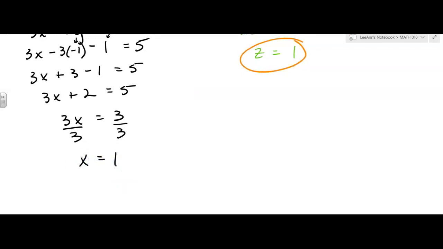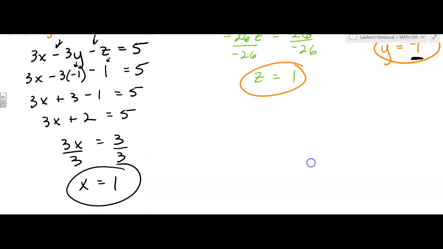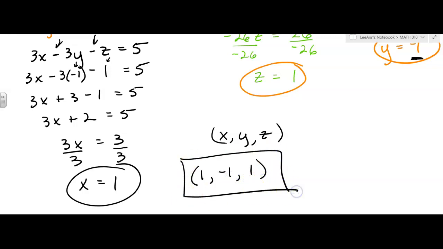So this one was kind of different, I guess, because I got 1, 1, and negative 1. But I have to put them in the right order. Remember, it has to go x, y, z. This is an ordered triple, so it makes a difference what order they come in. x was 1, y was negative 1, and z was 1. So that's the solution.